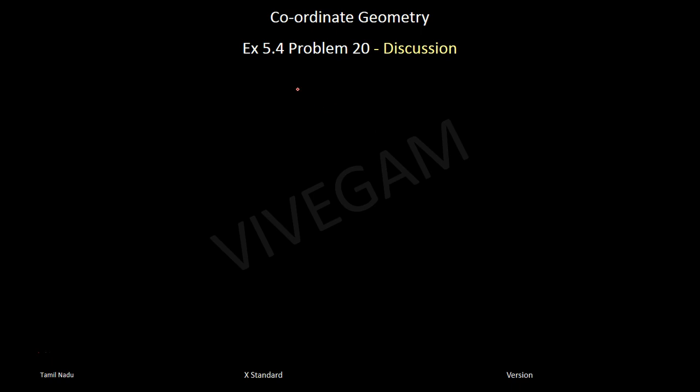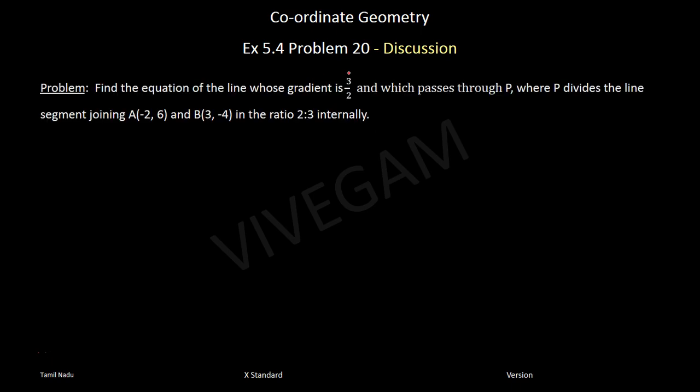Exercise 5.4 Problem 20 Discussion. Find the equation of the line whose gradient is 3 by 2 and which passes through P, where P divides the line segment AB in the ratio of 2:3 internally. It looks very complicated, isn't it? But I'll show you how to break this problem.